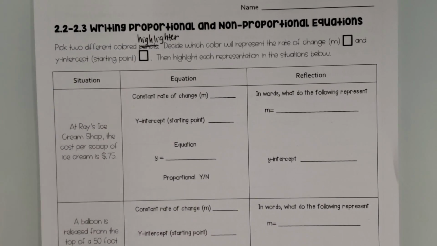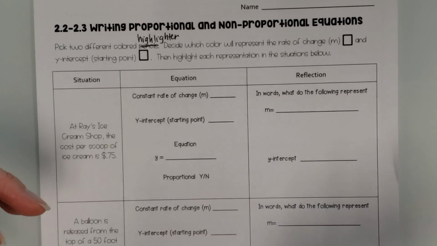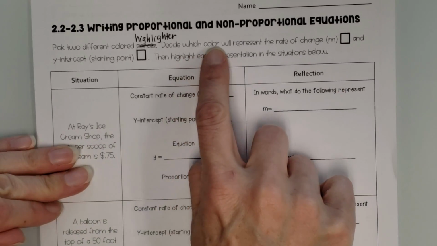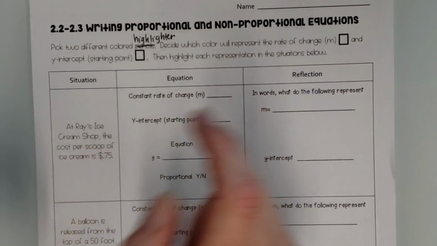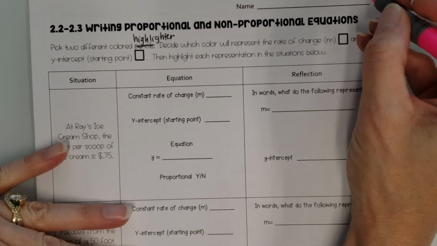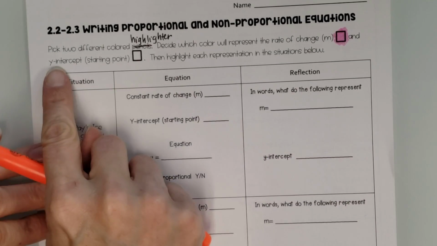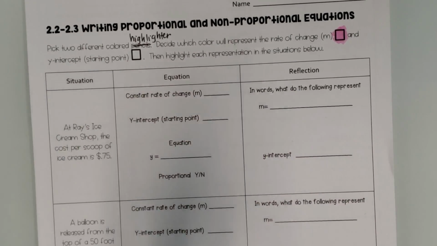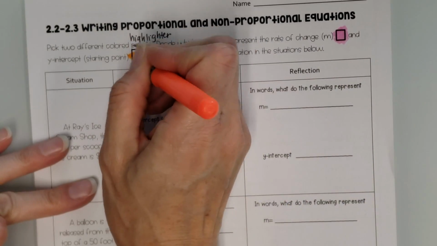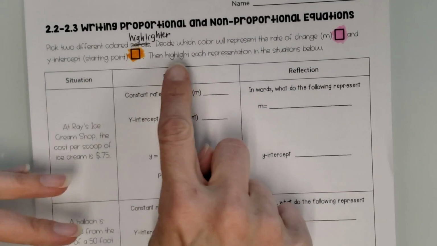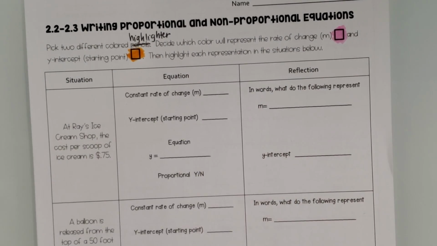Now there might not be enough on the table for each person to have their own two, so just share and just grab the two colors when you need them. So I'm picking orange and pink. You can pick whichever two you want. You're going to decide which color is going to represent your rate of change or your M, and I'm going to have mine be pink. And then decide which one's going to be your y-intercept or your starting point, and mine's going to be orange for this example. Okay, then we're going to highlight each representation in the situations below.